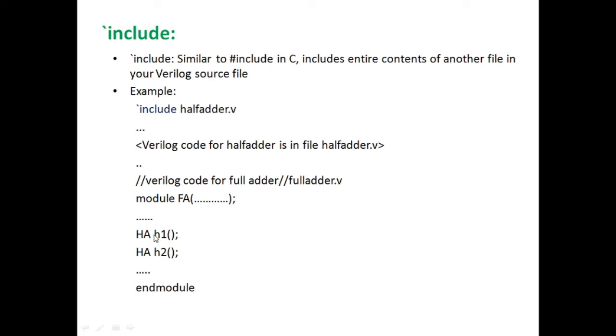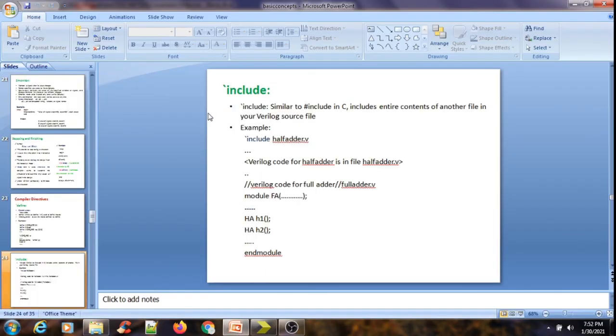But instead of providing the definition below your full adder module definition, you can also separately write the definition for your half adder in the same folder, and save the text file as .v, like halfadder.v. This is the name you give. Okay, let me explain this with a Xilinx experiment.